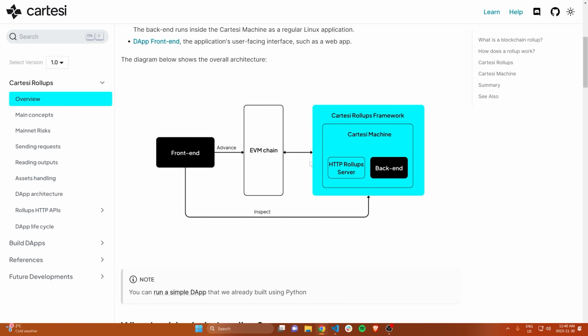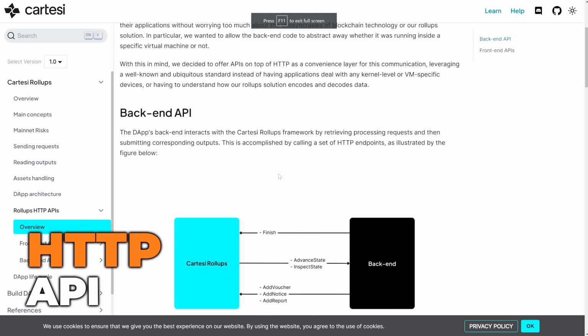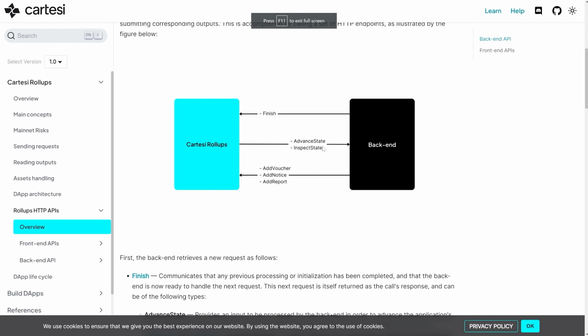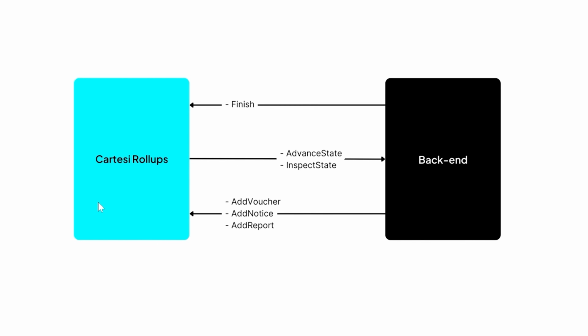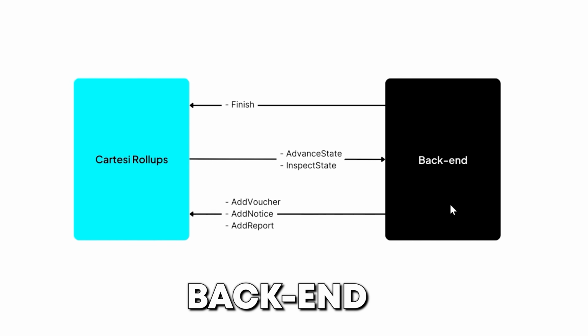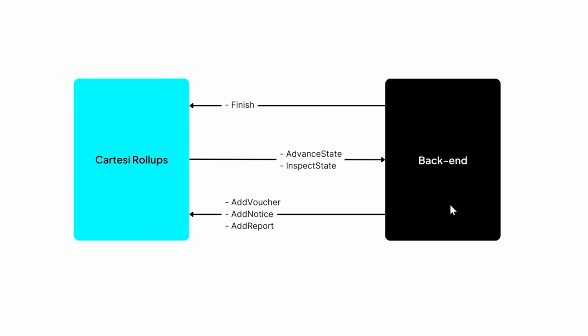All right, so now that we understand a little bit about that, let's go over here and talk about the backend API, which is most relevant to us as the developer. So what happens in the backend? We have the Rollups framework, which I told you is sitting inside of our Cartesi machine. And we have our backend, again, which is running inside of this Linux VM, which is the Cartesi machine.